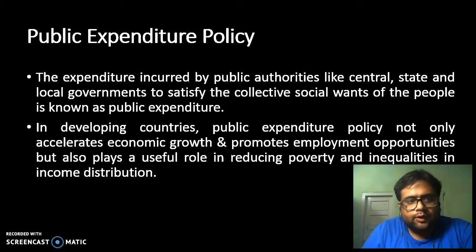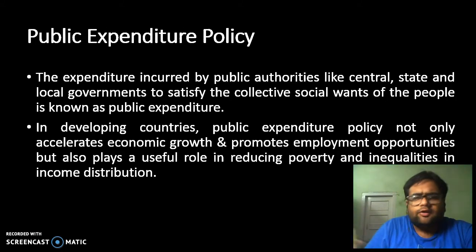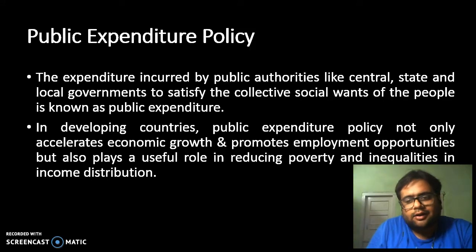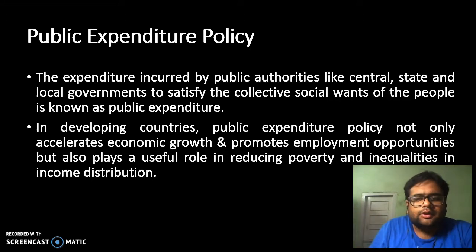Now let's discuss what public expenditure policy is. It is very self-explanatory in nature. Public expenditure policy means spending money where there is a need. These are expenditures incurred by public authorities, be it the central government, the state government, or even a regional government, to satisfy the social needs of the people. Those expenditures made to meet social needs are known as public expenditure policy.